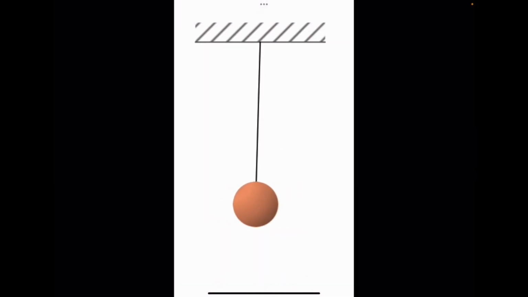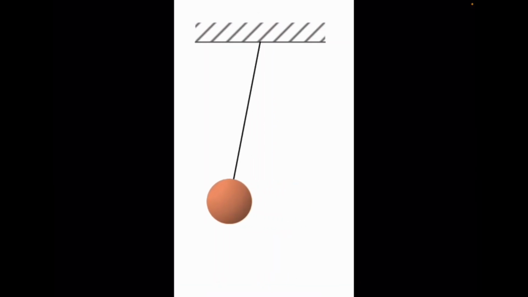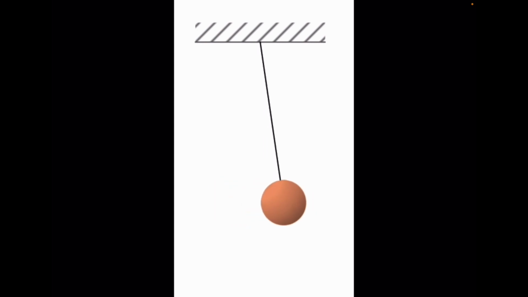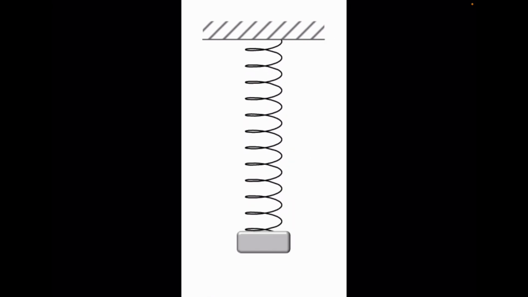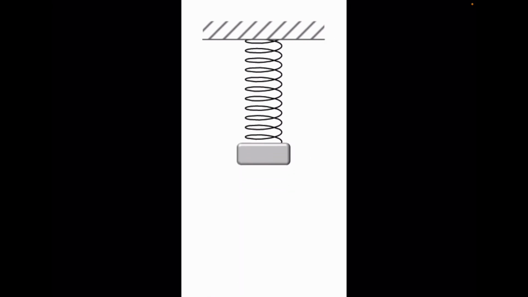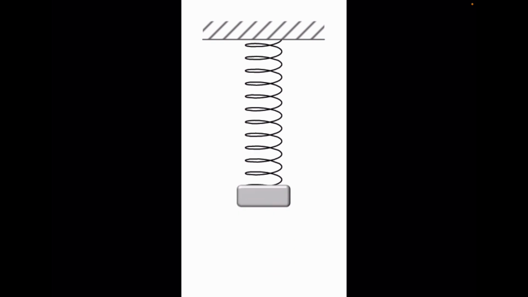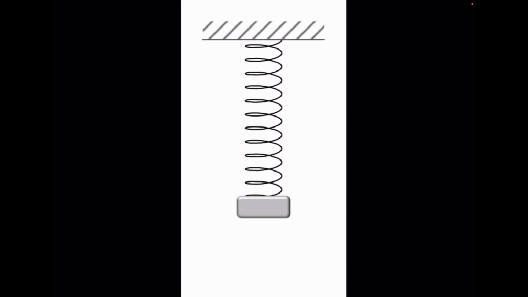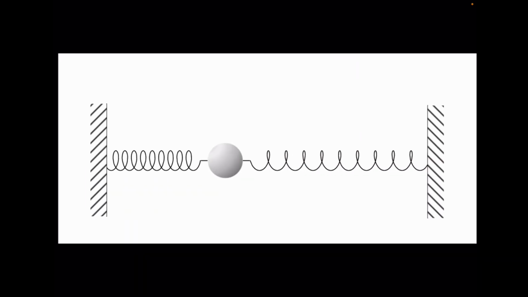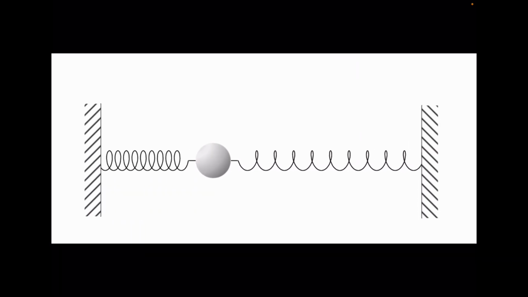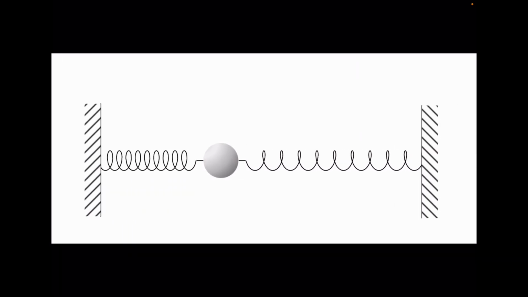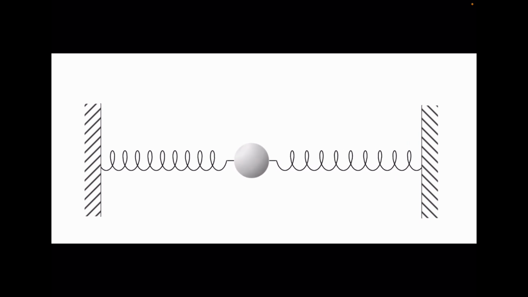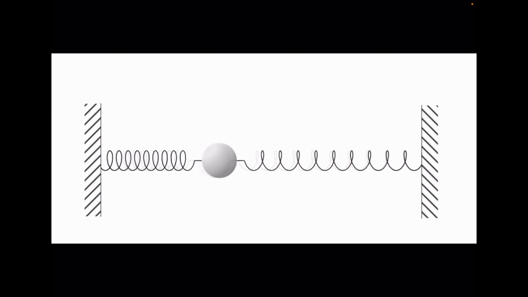Here we can see a simple pendulum. We have a bob attached to a string, and it is undergoing a repetitive cycle of oscillation. Another example is a mass on a spring. As it's displaced away from its equilibrium position, it will start to repeat the motion, the cycle, over and over again. The last example is a mass attached to two springs, which will also repeat its motion over and over again.